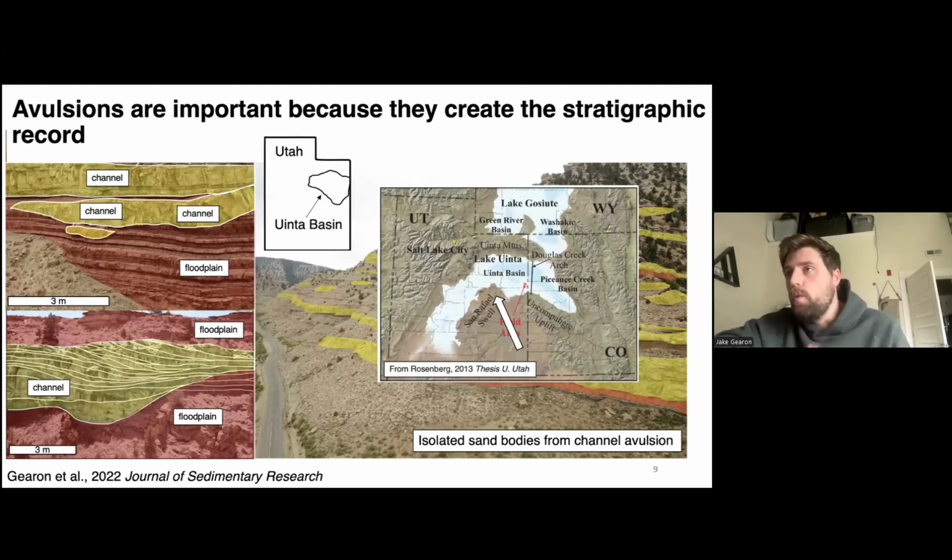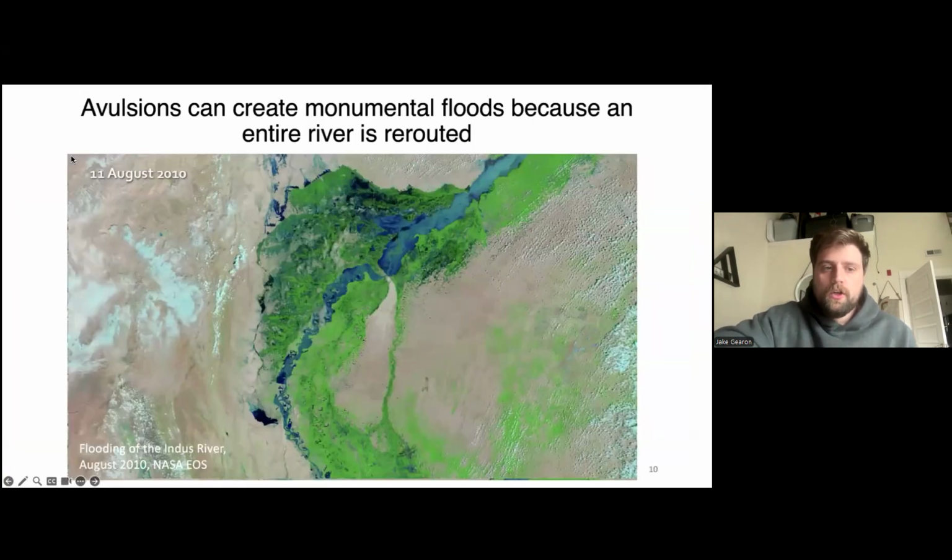And so if we want to understand the stratigraphic record, particularly the alluvial stratigraphic record, which we of course do, but maybe not to the point of a true forward model, then we need to understand the generating mechanisms of alluvial stratigraphy, in this case, avulsion. So avulsions not only generate stratigraphy, but unfortunately they can have massive consequences.